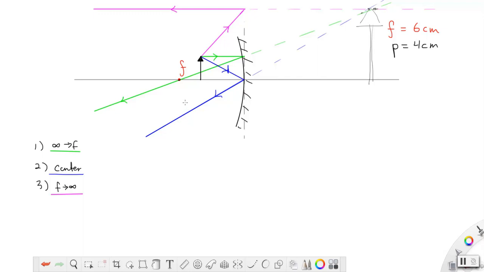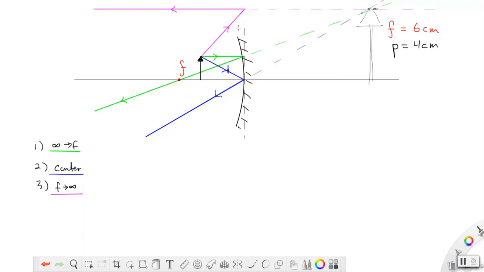Is this real or virtual? Obviously it's upright, not inverted. Obviously it's magnified, but we want to know, is it real or virtual? Well, the rays are not actually coming from here, so we're actually creating a virtual image, and it's upright.